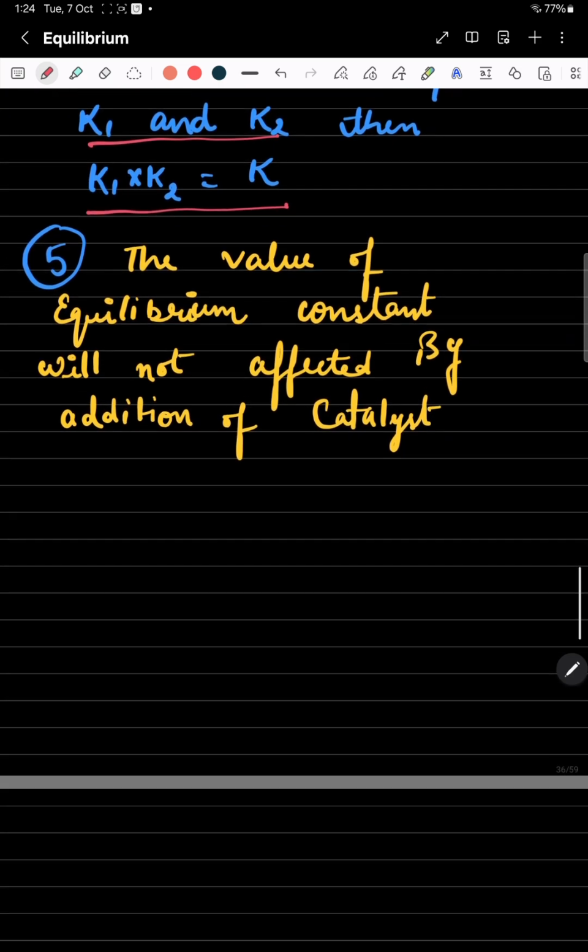Now the value of the equilibrium constant will not be affected by the addition of a catalyst. Equilibrium constant will not depend on the catalyst. It will not be affected by the catalyst.